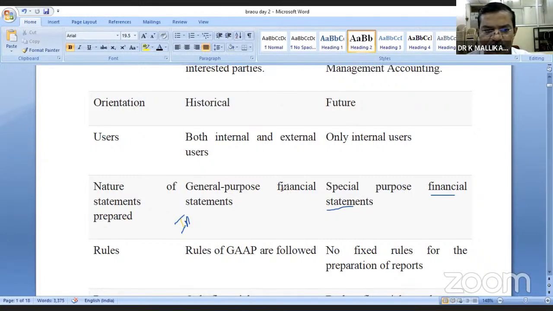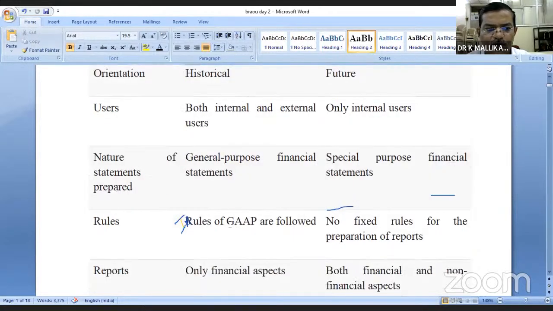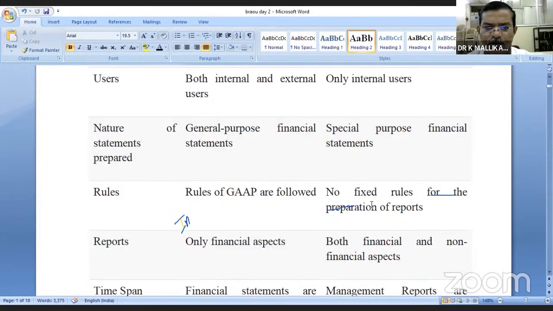Now the rules. You can see here, in management accounting there is no specific rule and no specific format to prepare these statements. But for financial statements there is a rule as per GAAP, Generally Accepted Accounting Principles. All listed companies and registered companies have to follow the GAAP procedure, right? But in management accounting there is no fixed rule, because management differs from firm to firm, and industry to industry. It differs for the manufacturing industry as well as the service industry. So there are no specific rules and procedures.